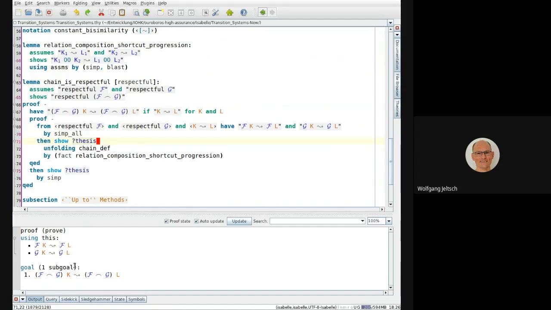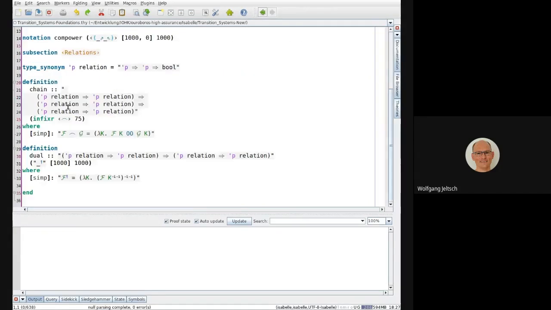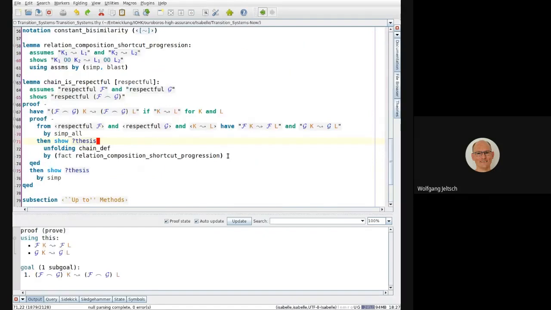So what we do is basically that. We first say this unfolding. This is just application of an equation. The chain def is just the definition of chaining that we wrote down. It's this one here, how chaining is defined. So if we unfold using the chain definition, then this chaining here is unfolded, and we see what the underlying meaning is. And then, of course, this follows from that by directly applying this lemma here, relation composition shortcut progression. And then we have proved this here.